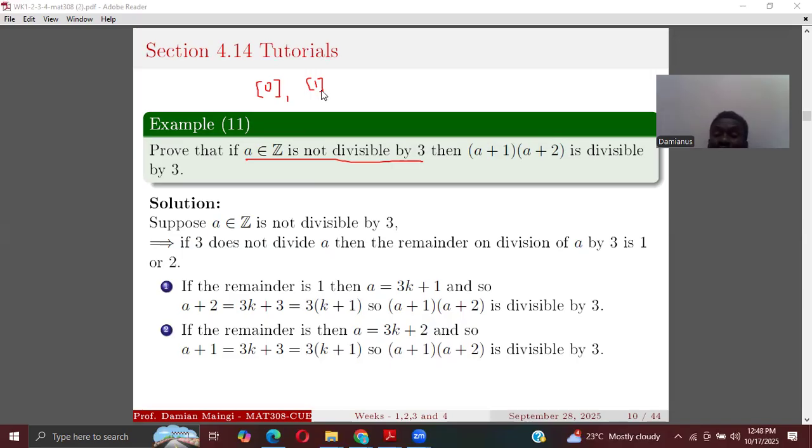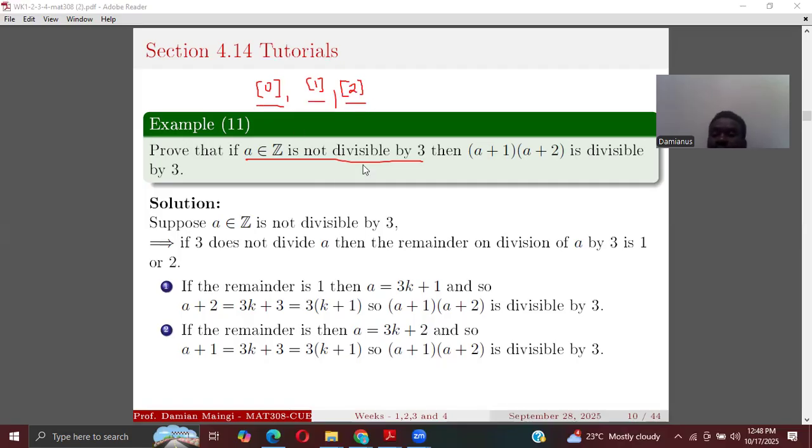If you pick something like 4 and divide by 3, you get remainder 1. Something like 7, divide by 3, you get 2 remainder 1, and so on. The last one is when you divide by 3, the remainder can be 2. So on division of any integer by 3, there are only 3 possibilities: either the remainder is 0, 1, or 2.